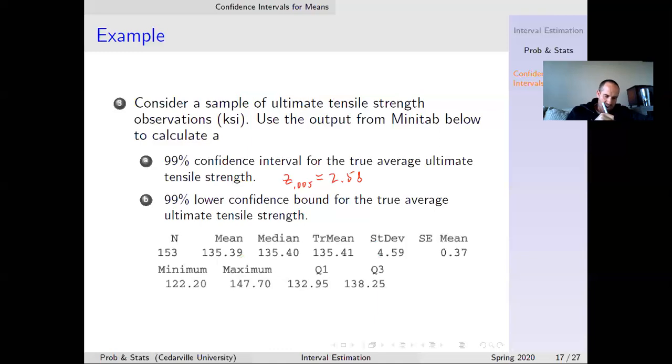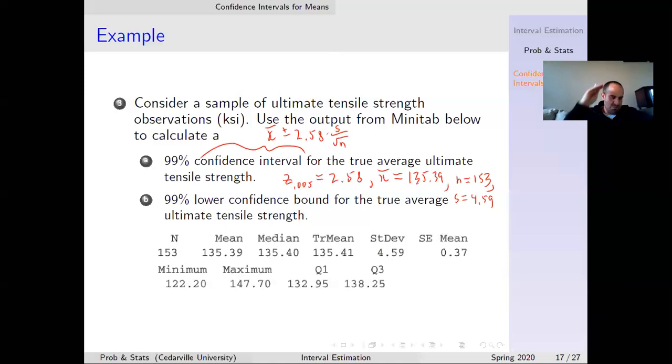Okay, what's our x bar? Well, it's 135.39. And what is S? S is 4.59. Okay, and the confidence interval is just going to be x bar plus or minus 2.58 times S over the square root of n. Okay, that'll be a 99% confidence interval.